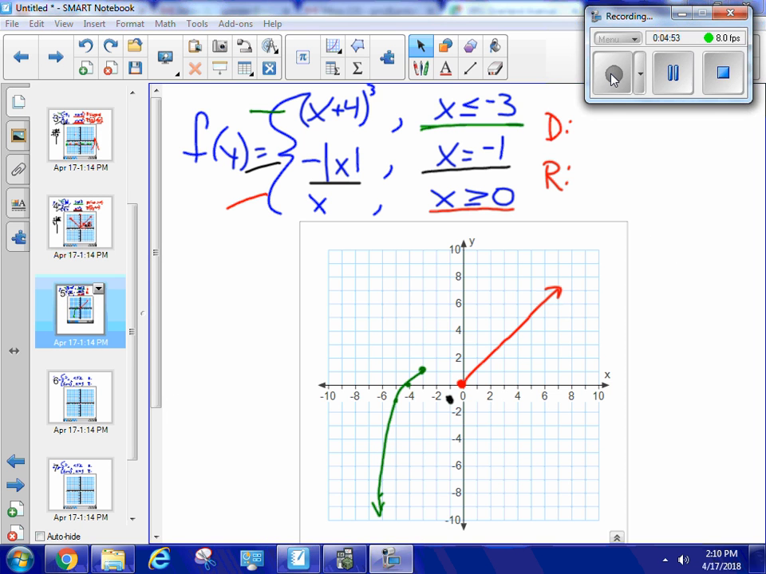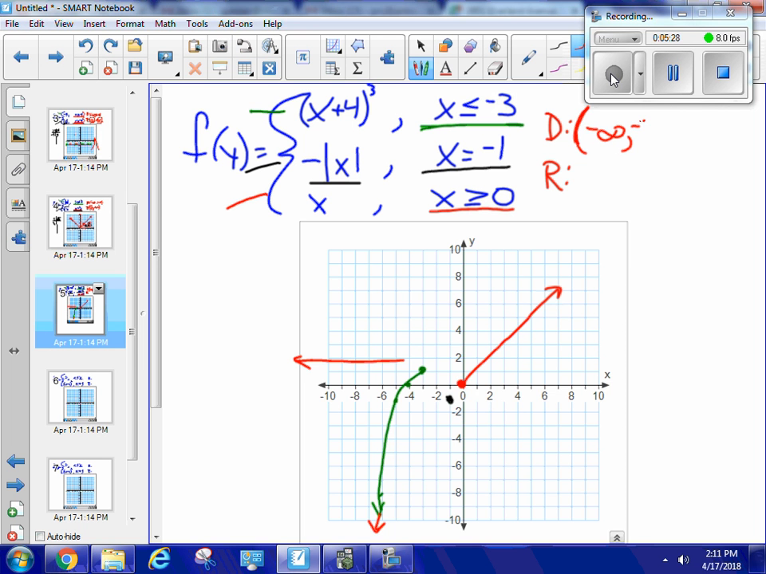Let's see if we can figure out the domain of this function by looking at the graph. So my green piece here is going to keep going down forever and keep going farther and farther to the left. All the x values from negative 3 that way are included, but then it stops here at negative 3. So my domain for that piece is going to be negative infinity to negative 3, and negative 3 is included.